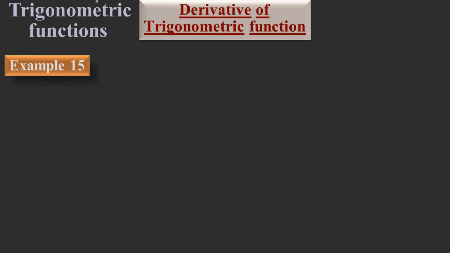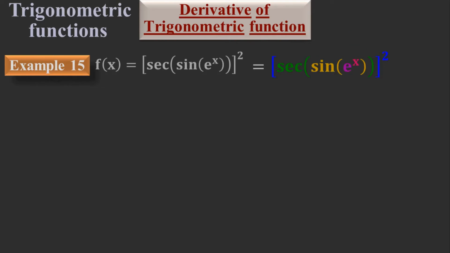Example 15. f of x equals secant of sine of e to the x, to the whole square. I can write it in this form, where the outermost function is this square. The square is the outermost function for this whole expression. So first deal with the square, then with the green one, then with the yellow one, then this one, and then the pink one.